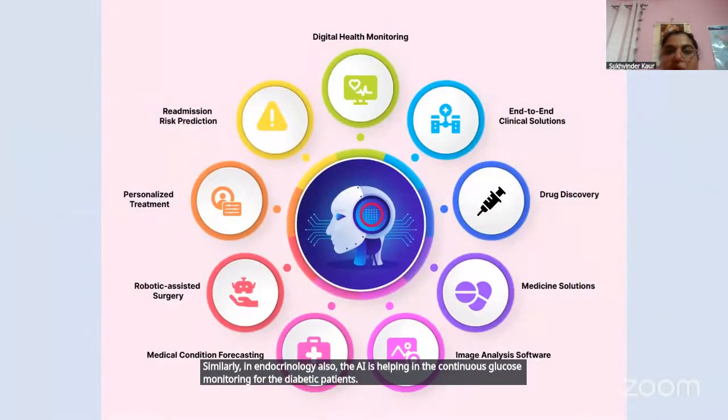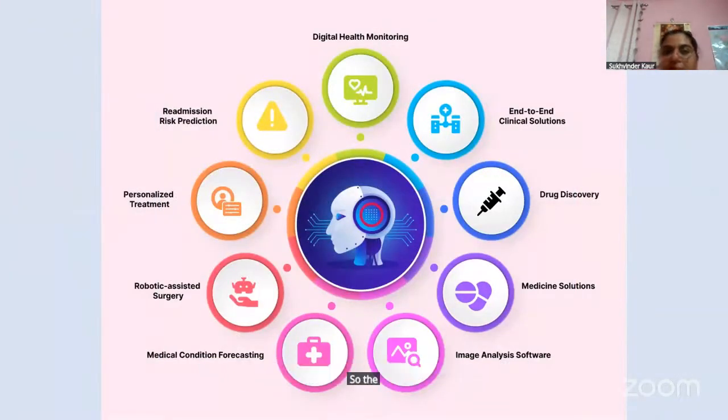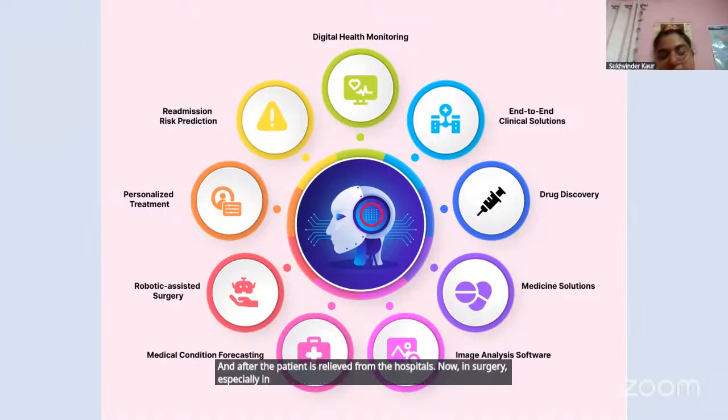So there are various digital health monitoring tools now with the help of AI, so that readmission risk prediction can be done. Personalized treatments can be done in the ICU also, for inpatients also, and after the patient is released from the hospital. Now in surgery, especially in the orthopedic sector, we have seen that robotic assisted surgery is now getting prominence and a better response.